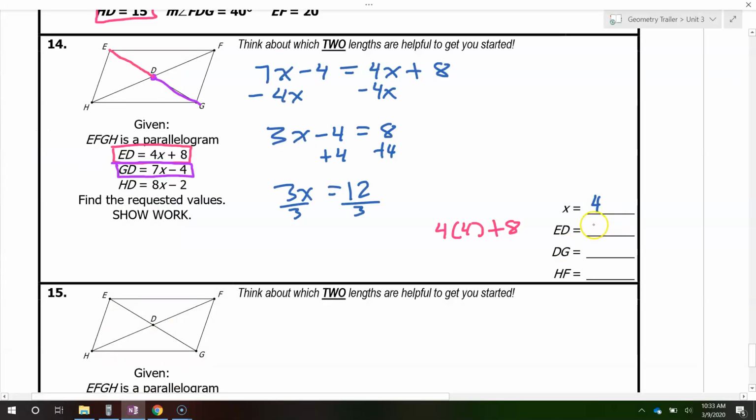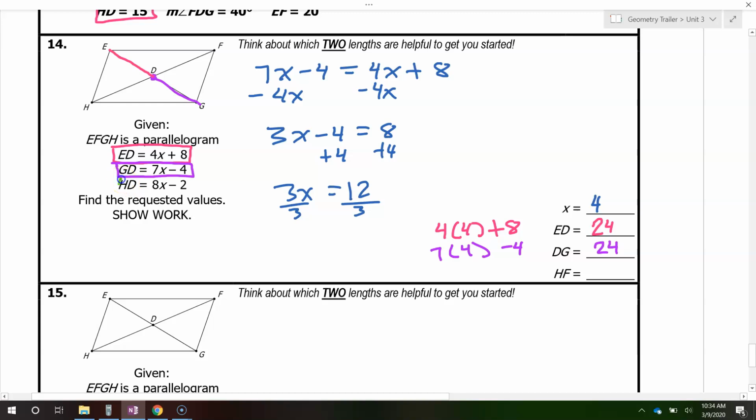$24. Okay, DG is the same thing as GD, the purple one. Now, I already know that these two are going to be equal. So I really could just put 24 down right now. Or I could use the 7x minus 4, and I could do 7 times 4 minus 4. But I already know that it'll be 24. Now, what about HF? We are not ready for HF yet.